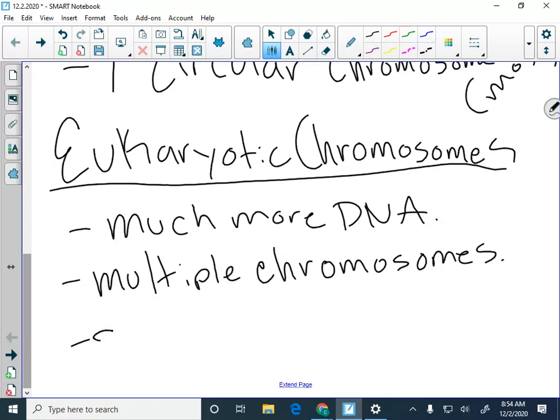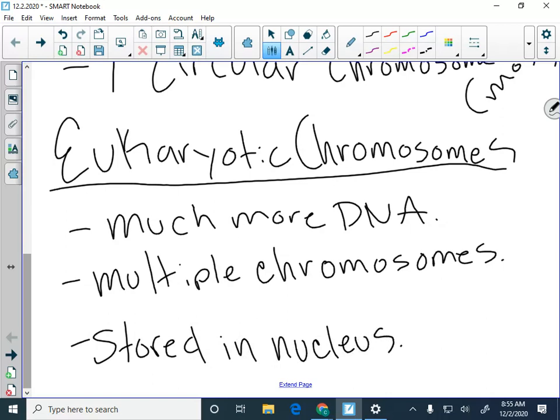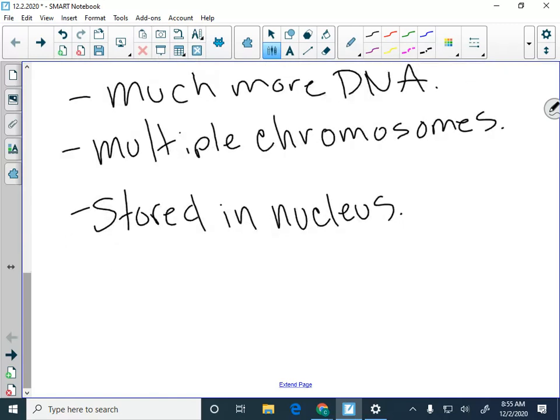Our DNA is stored in the nucleus. DNA never leaves the nucleus. It never leaves it. It is far too important to be floating around the cell. Therefore, it is stored somewhere safe. Our DNA isn't in a circle, so we have to find a different way to store it. And what we do is we wrap it around special proteins called histones.